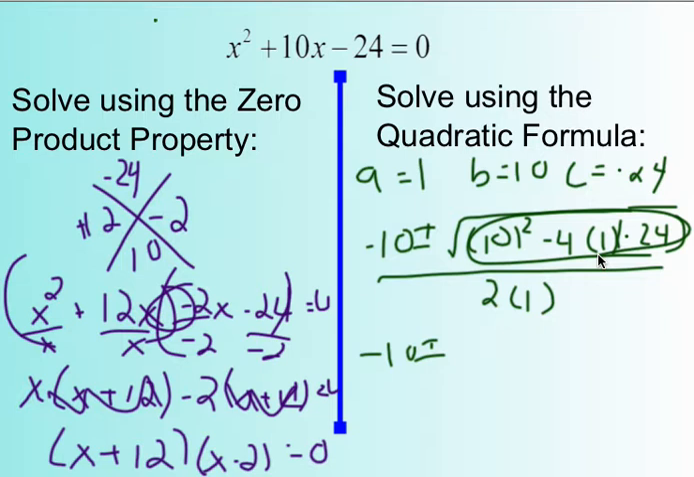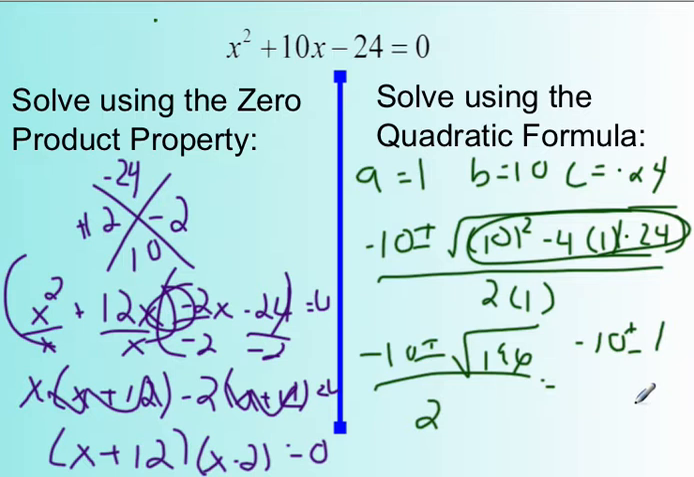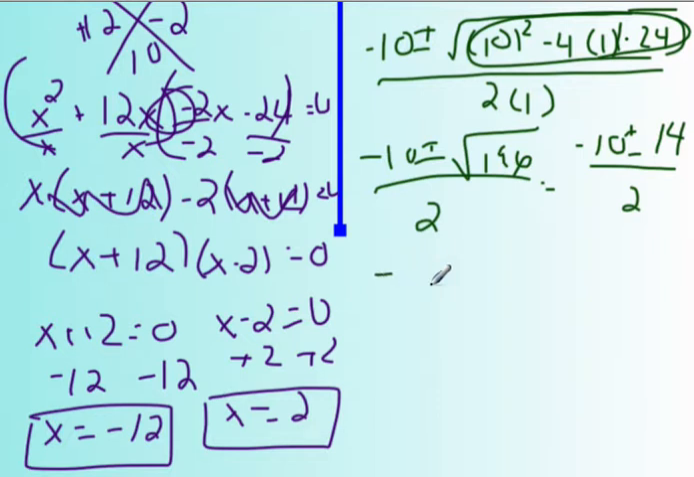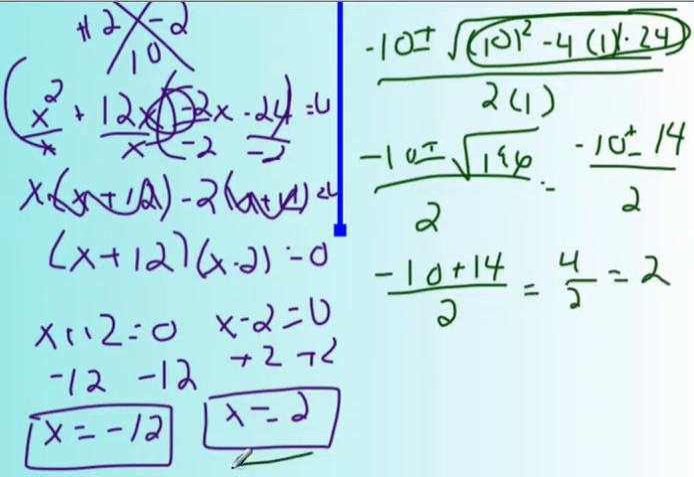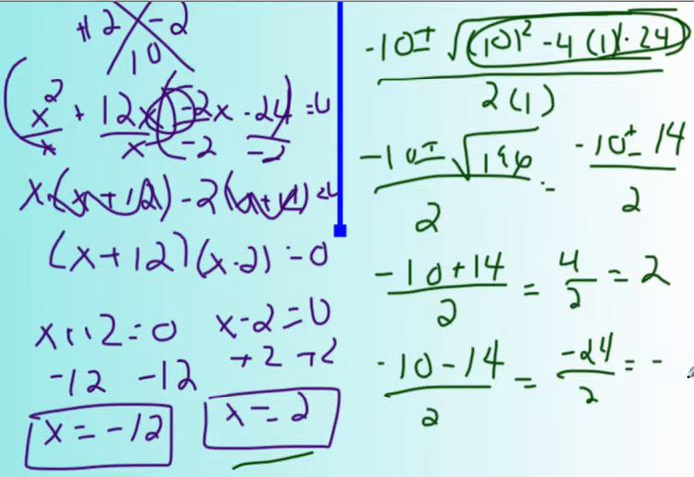So when I do that, I do 10 squared minus 4 times 1 times negative 24, and I end up getting the square root of 196 divided by 2. Well, the square root of 196 is 14, so I get negative 10 plus or minus 14, and that's going to be divided by 2. First thing I'm going to do is negative 10 plus 14 divided by 2. That's going to be 4 divided by 2, which is going to give me 2. That matches this answer. So far, so good. Negative 10 minus 14 divided by 2. Well, that's going to give me negative 24 divided by 2, and that's going to be negative 12. And that matches this answer. So that worked out as well.